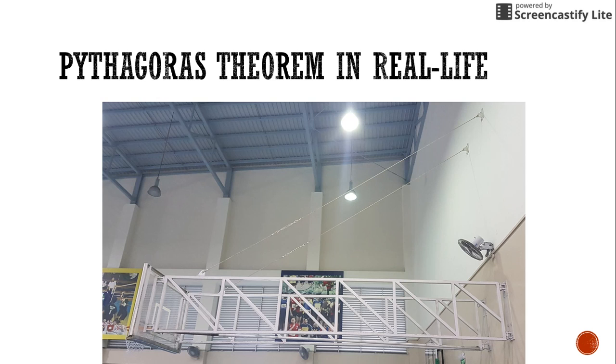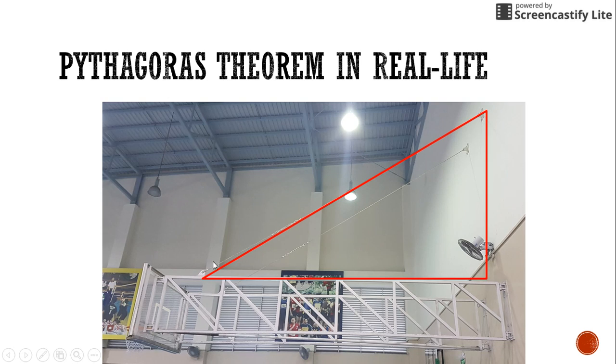Now, let me ask you again. Are you able to locate a right angle triangle in this picture? Let me give you a few seconds. And if you said it is here, you're right. All right, so yes, it's slightly off, but because of the camera angle, this is actually a right angle triangle.